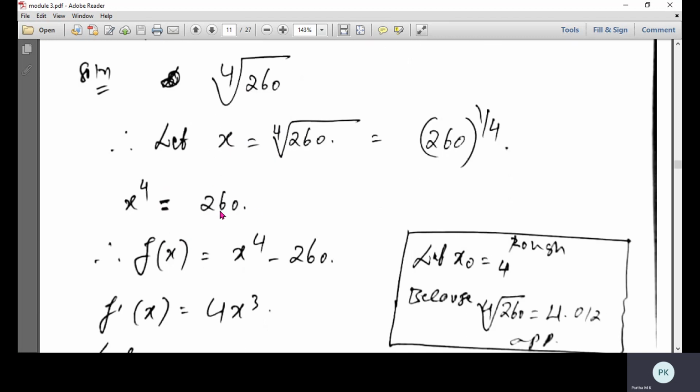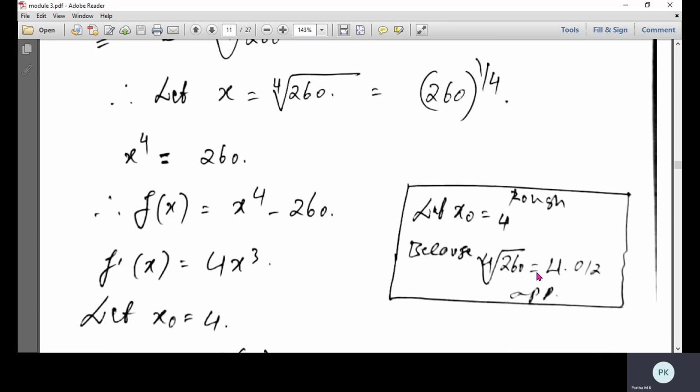Now, what is the 4th root of 260? The 4th root of 260 is approximately 4.012, because the 4th root of 256 is 4. So the 4th root of 260 may be 4.012. I have not operated the calculator, I have simply written it. So you start with x naught as some 4 or 3.99 or 4.01 like that.